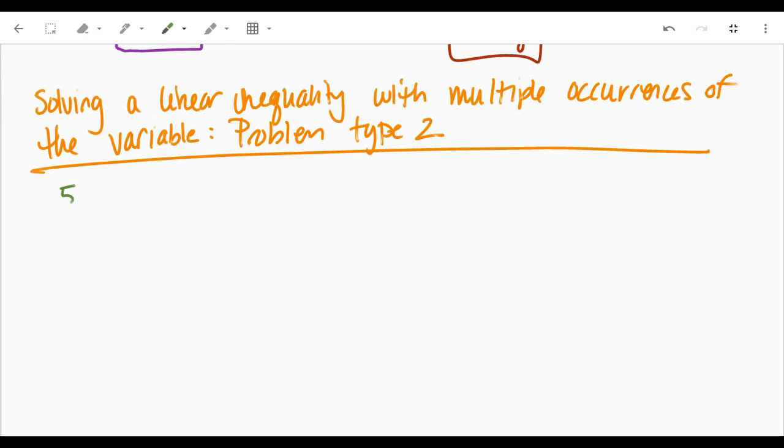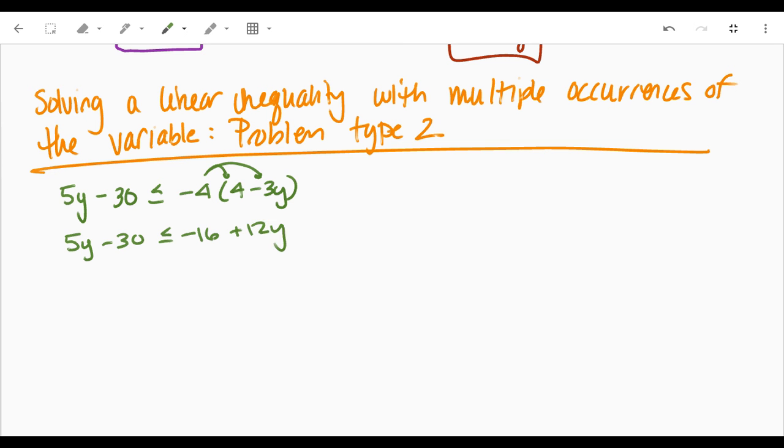So if we have 5y minus 30 less than or equal to negative 4 times 4 minus 3y. Okay, so at an initial look, we would want to divide both sides by negative 4, if possible. If it went into both 5 and 30 evenly, we would do that. But it doesn't. So the next step would just be to distribute that negative 4 on its side there. So we'd have 5y minus 30 is less than or equal to negative 16 plus 12y.